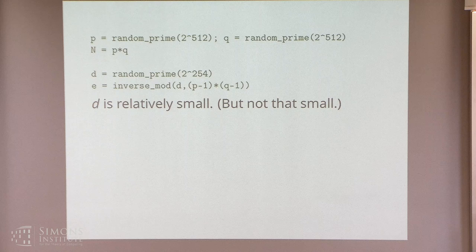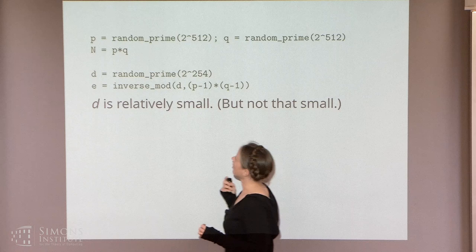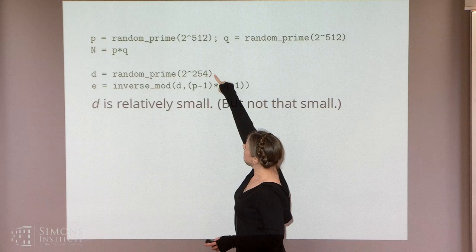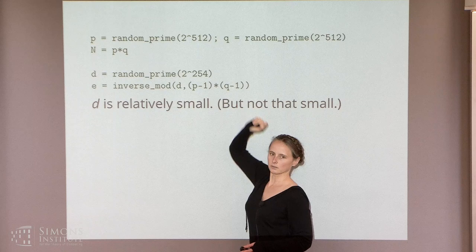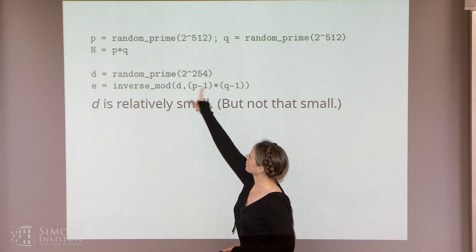This is small RSA D. I've constructed my RSA modulus the same as before, N equals P times Q. D, I made a little bit less than a quarter of the bits of N. So it's 254 bits, which is cryptographically a large number. And I constructed E as I was supposed to. So D is small, but it's not that small.